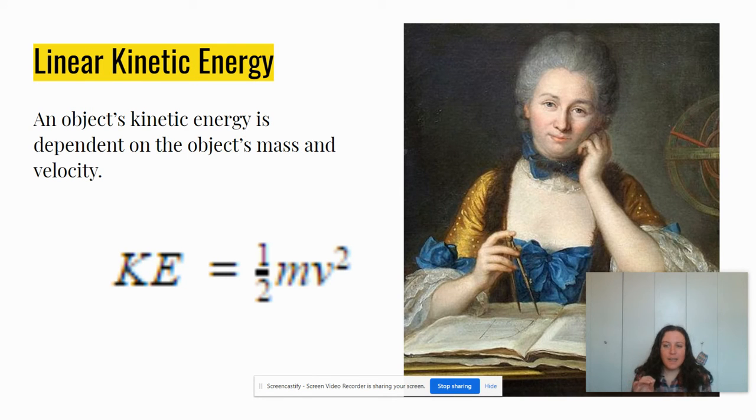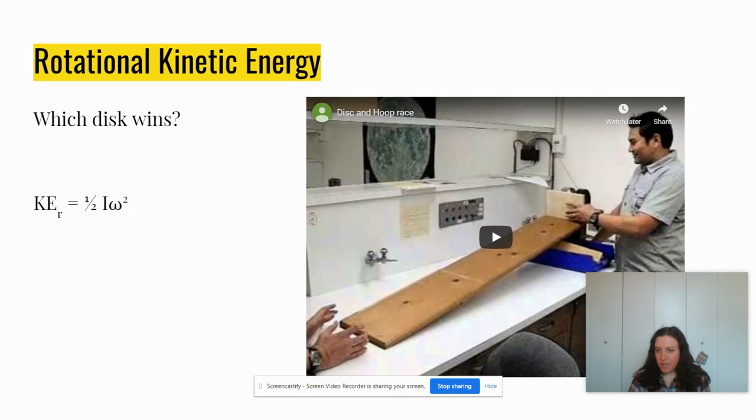So linear kinetic energy, that is our nice normal type. It's just 1/2 mv squared. This lady right here, Emily du Châtelet, she was the one to figure out that it was 1/2 mv squared for kinetic energy and not momentum. Newton thought it was momentum, but he was wrong. She fixed it.